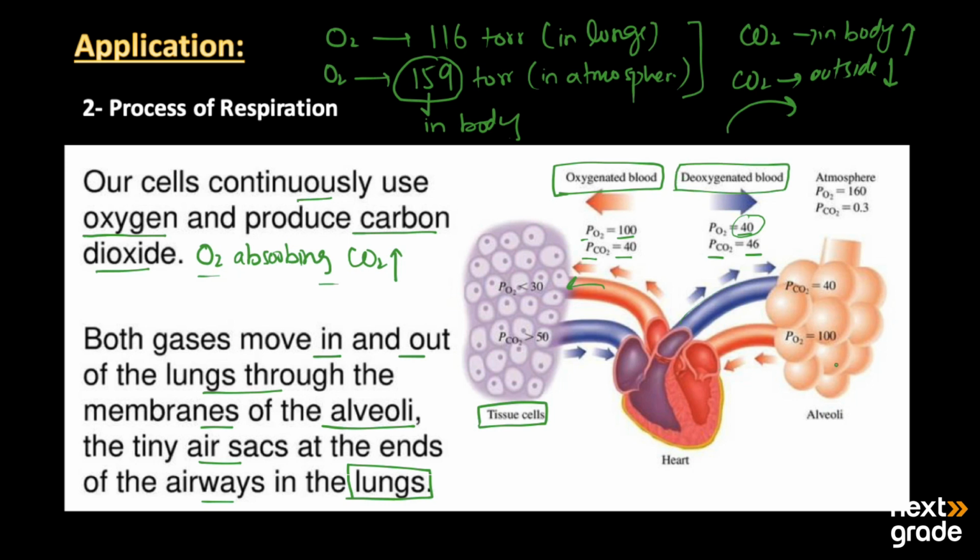The main purpose of the lungs or the alveoli is just to clean the blood, or to make it oxygenated by the addition of oxygen. And in the atmosphere, the pressure of oxygen is almost 159 to 160 and the pressure of carbon dioxide is 0.3. So that's why carbon dioxide moves out from the body and oxygen moves into the body of human beings.